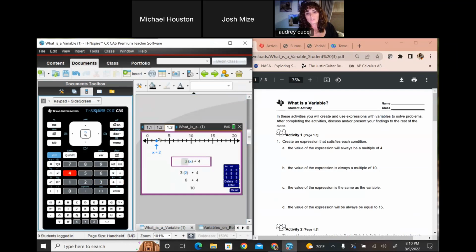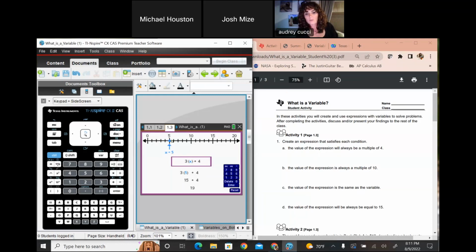So then what we can do is we can take that point on the number line, and as we move the point, notice it changes the value that's being substituted into the expression. The expression is then using order of operations step by step to evaluate the expression at the given value of x. So as you go along with this activity, it says what value of x will the expression always be a multiple of 4? Well, 16 is a multiple of 4, and the x value is 4.